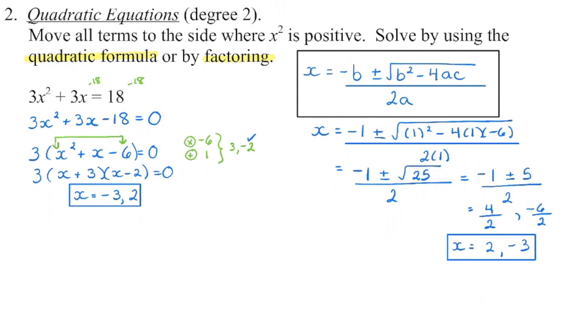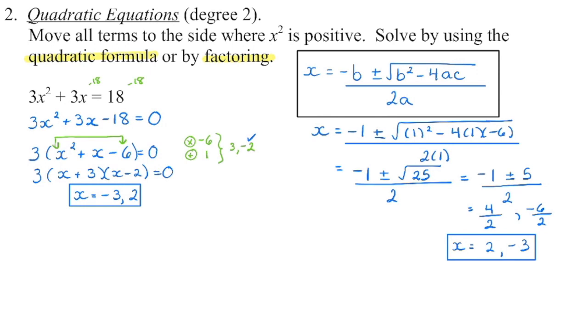Substitute into the quadratic formula, and then again we want to simplify that radical. The square root of 25 is a perfect square. That tells you that those roots are going to be rational numbers, so you want to simplify down until we get fully simplified. So again, we're going to end up with 2 and negative 3. Substitute them back into the original equation, make sure the left side equals the right side.